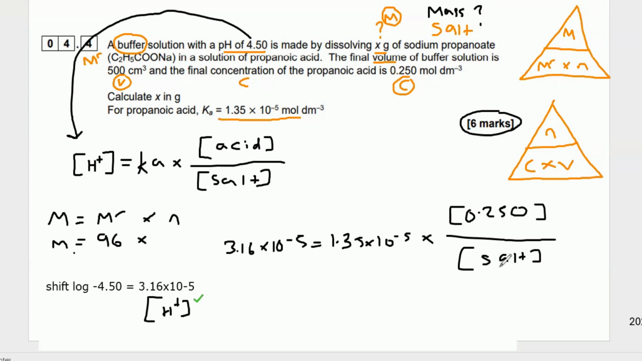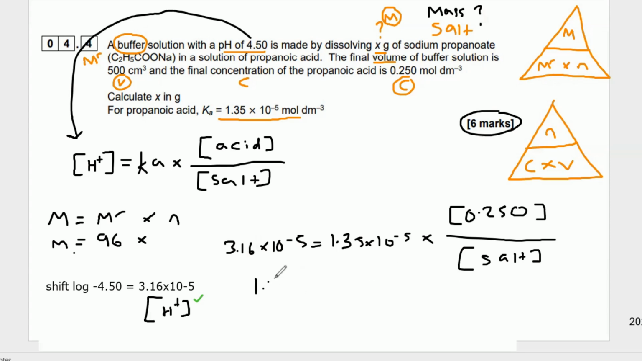We have all the data here. We need to rearrange to find the concentration of the salt. So how are we going to do that? Well, we can move the salt over to the left by timesing both sides by the salt, and then we can divide both sides by 3.16 times 10 to the minus 5.